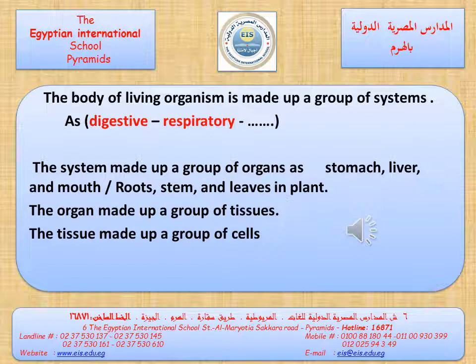At this slide, again repeating the same information, the human body, any body of a living organism, consists of a group of systems. Examples of systems: digestive system, nervous system, reproductive system. Each system is made up of what? A group of organs. Organs like what? In humans, like stomach, liver, mouth. In plants, organs like roots, stem. Each organ consists of what? A group of tissues, and each tissue consists of cells, symmetric cells, similar cells.